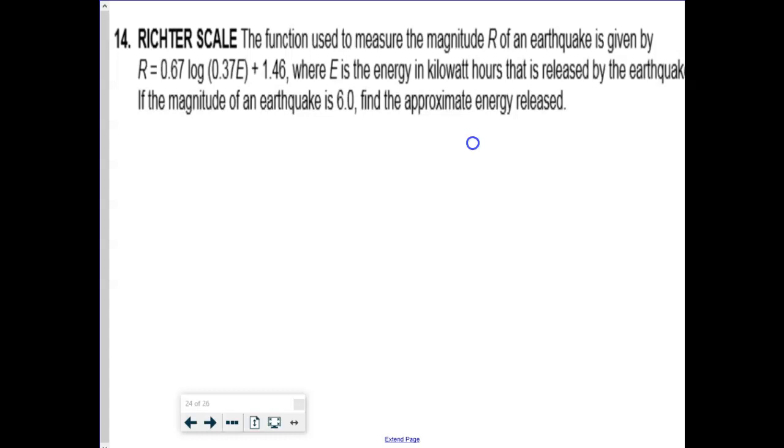But this is the equation that they've derived through many, many years of science. R equals 0.67 common log of 0.37 times E, which is the amount of energy that the Earth is releasing in kilowatt hours, plus 1.46. And that gives them an estimation on how they can fit in the Richter scale. And again, I don't know a ton about earthquakes, but this particular earthquake, which measured at a Richter scale measurement of 6, is a moderately severe earthquake, I believe. Like 8 and 9 is crazy, and 6 is going to do some damage, right?